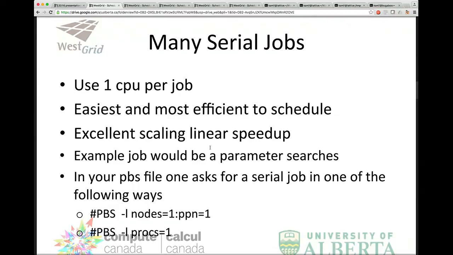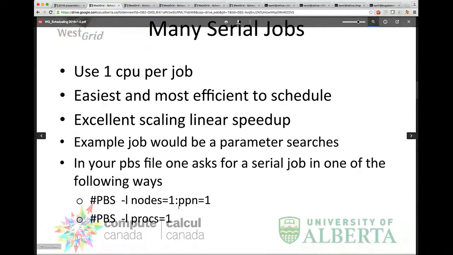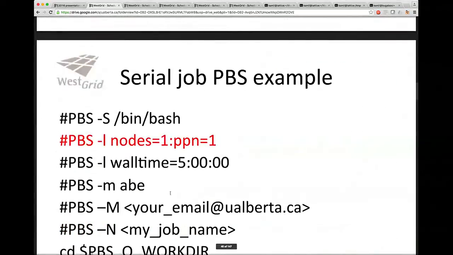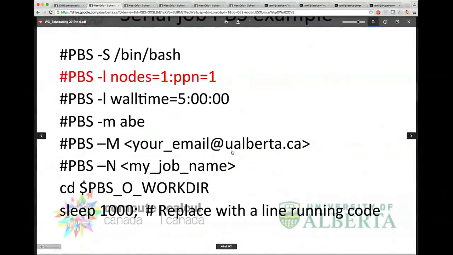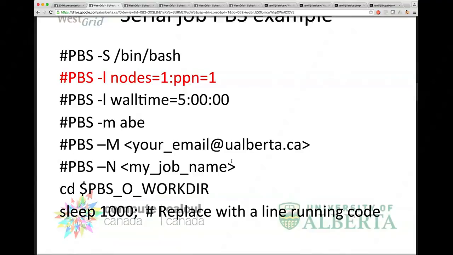So example jobs would be a parameter search. In your PBS file, when asking for a serial job, you ask in the following ways: nodes equals 1, ppn equals 1, or procs equals 1. So we see the same example. Serial jobs, we've already run 1. We could run many at the same time.